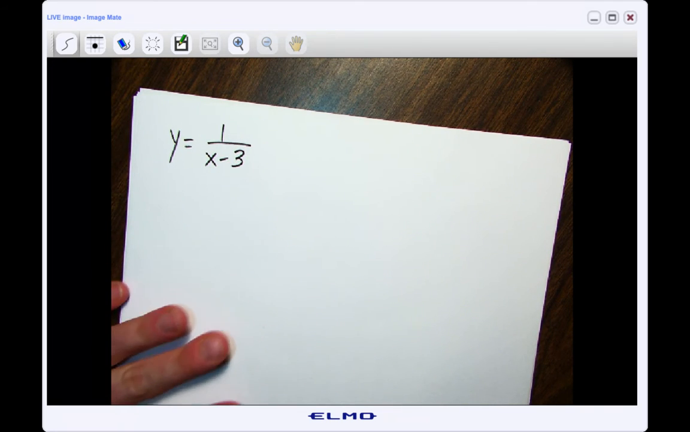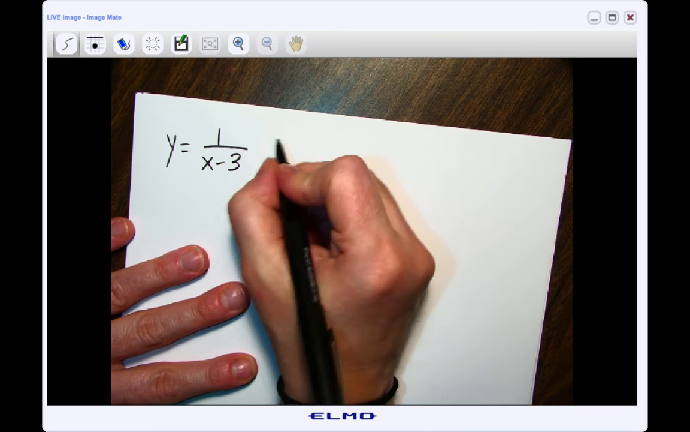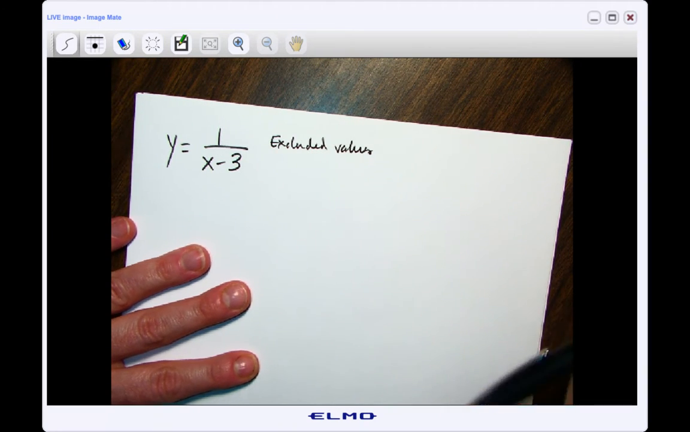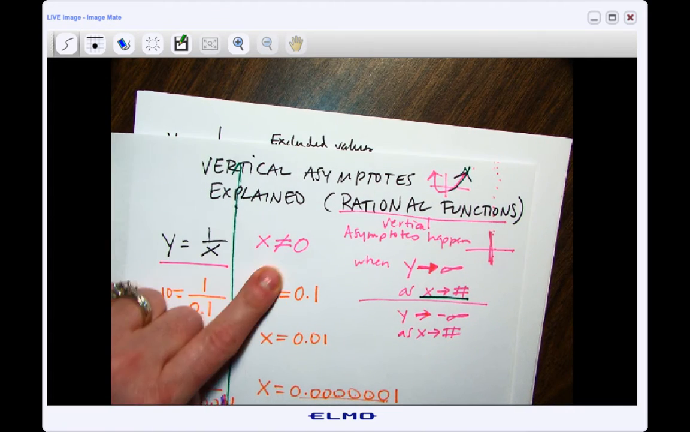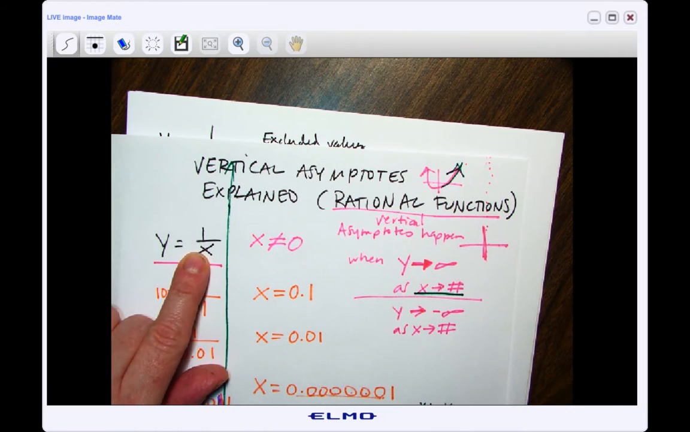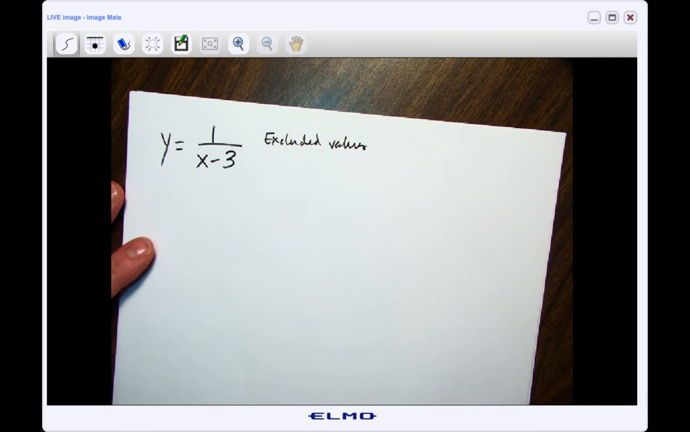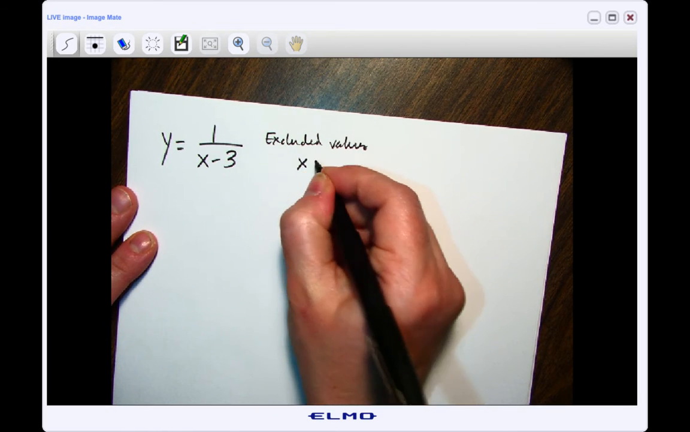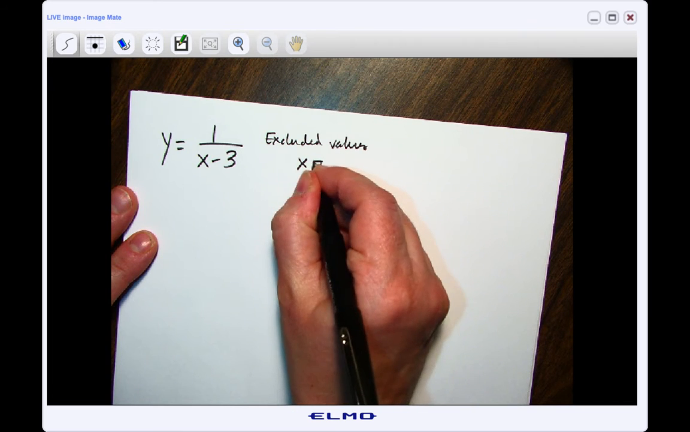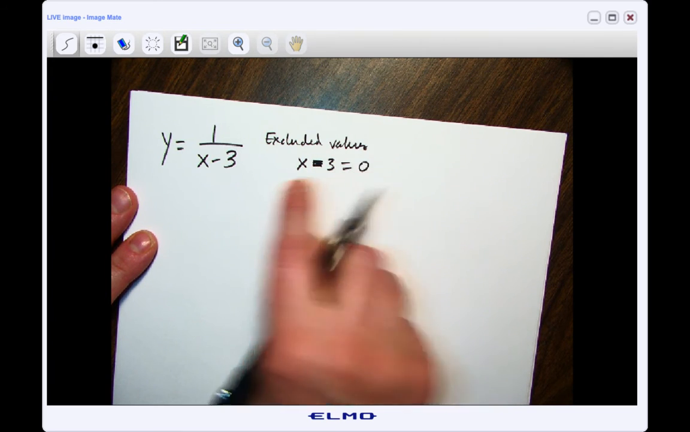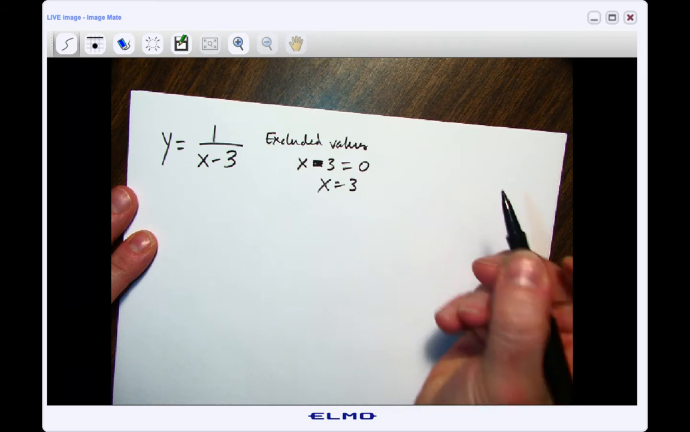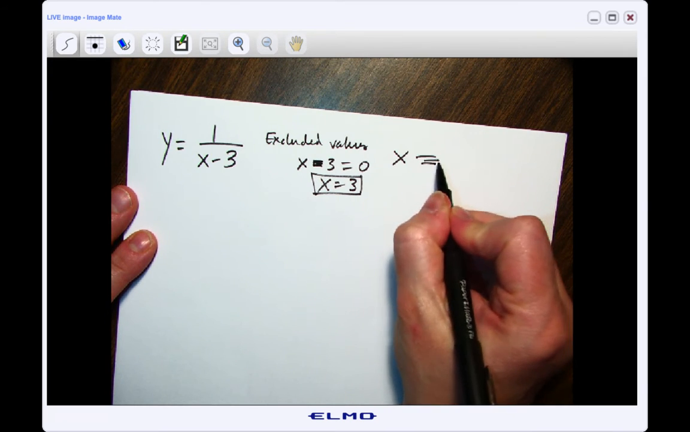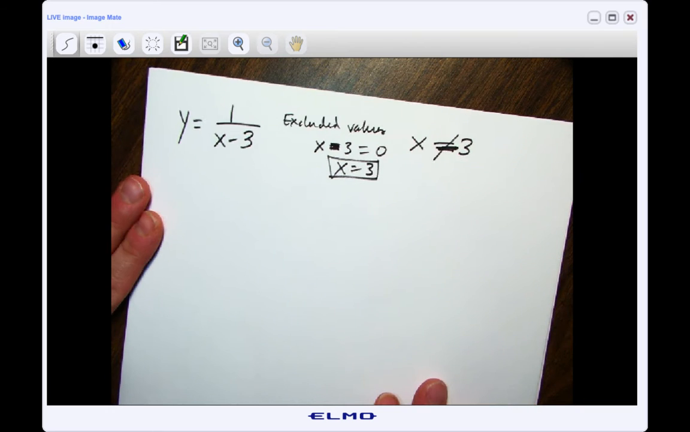Okay? So the first thing that I want to do here is find my excluded values. Just like I did here. I looked at this one and I said my excluded value was 0 because I can't stick a 0 in here. It'll make it undefined. What would my excluded values be here? So how do you find excluded values? You set the denominator equal to 0 and see what number you get, right? So you get x is equal to 3. So 3 is my excluded value. In other words, x cannot equal 3 in this example.